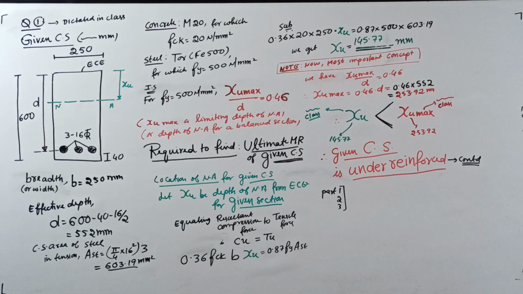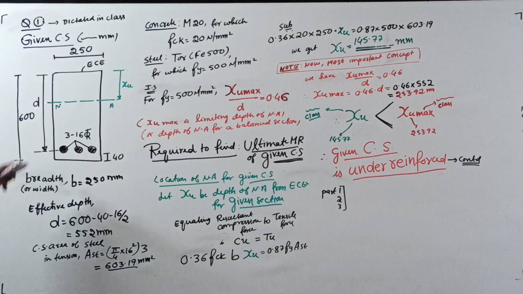A rectangular section of an RC beam has a width of 250 millimeter and overall depth of 600 millimeter. It is reinforced on the tension side by 3 bars of 16 mm diameter at a clear cover of 40 millimeter. Taking M20 concrete and steel of grade Fe 500, find the ultimate moment of resistance of the cross section. The bending can be considered to be sagging.